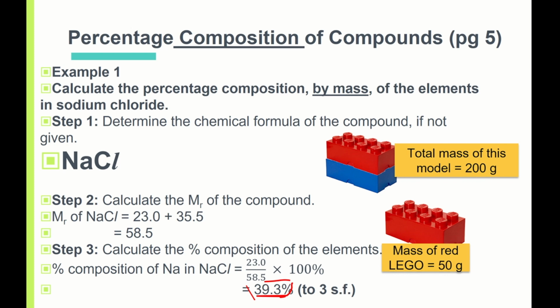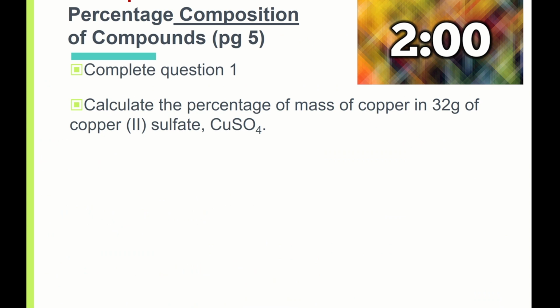So you can work backwards to check your answers. Whatever we learn using the Lego bricks, you can apply here. If I change my question and ask, what about the percentage composition for chlorine? Instead of 23, I use 35.5. So I use 35.5 divided by 58 times 100% to realize that 60.7% is contributed by chlorine.